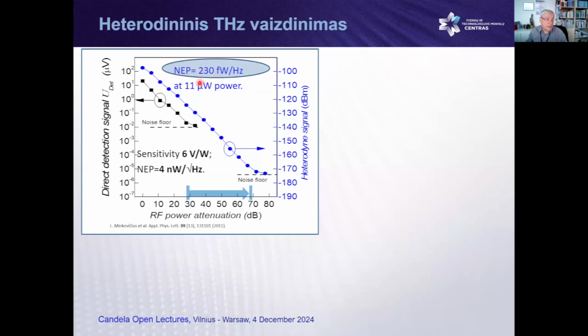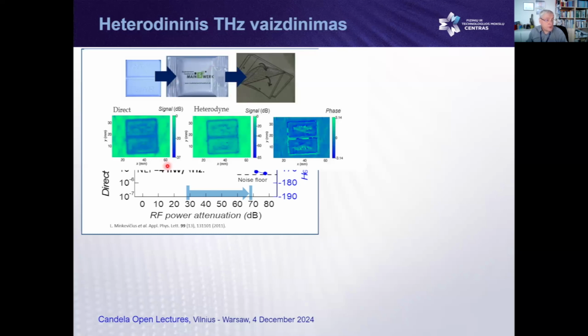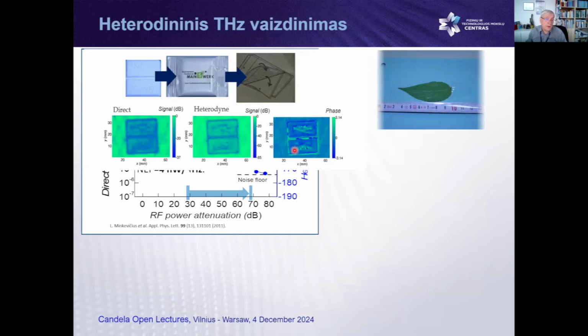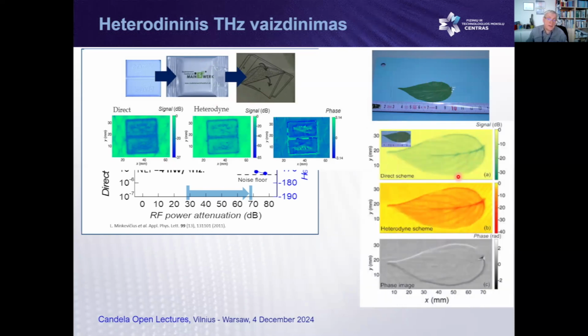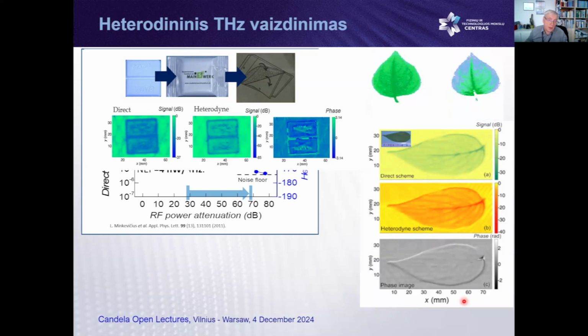We have NEP, which is 230 femtowatts, and we have records of Madsen hidden in an envelope, and also a classical picture of a leaf. It's freshly pressed, and then we recorded direct scheme, heterodyne scheme, and here is the phase image, which allows us to see optical light of the system because of weak absorption, the phase is still shifted, and it allows us to see a good picture. Here, for comparison, is the classical work of the XC Zhang group. So we just repeated it in a slightly different manner, and we're happy with that.